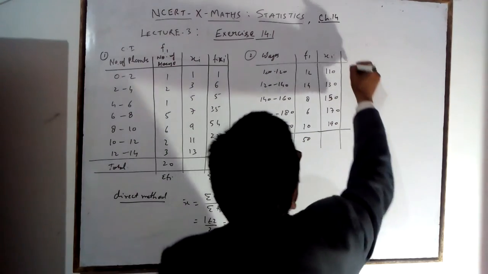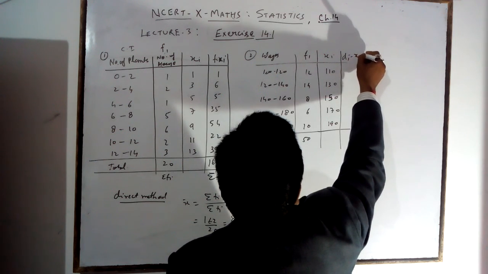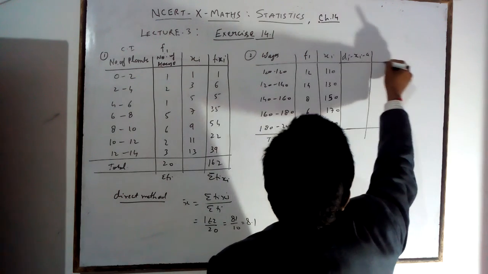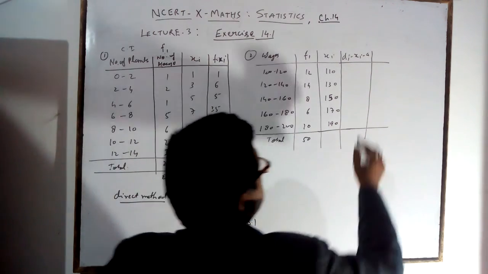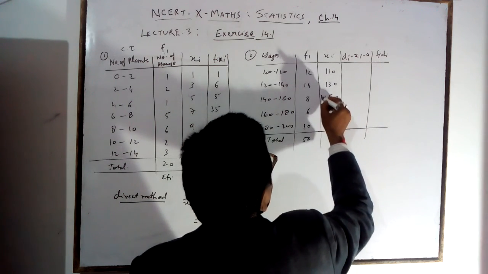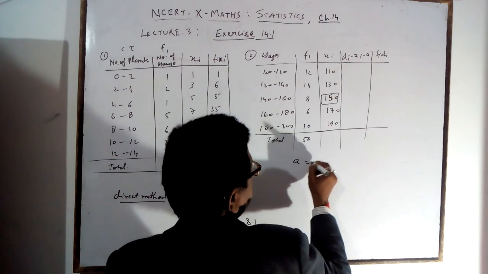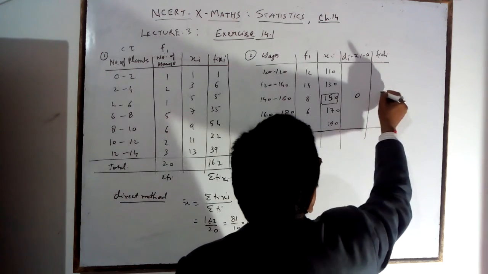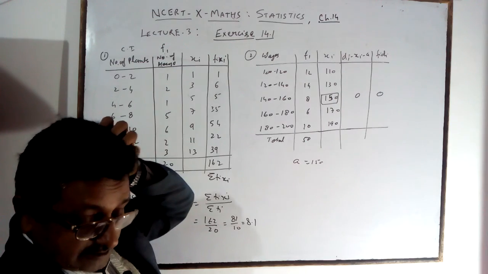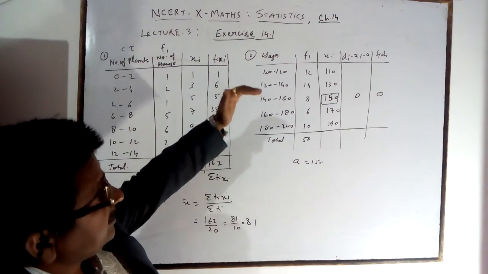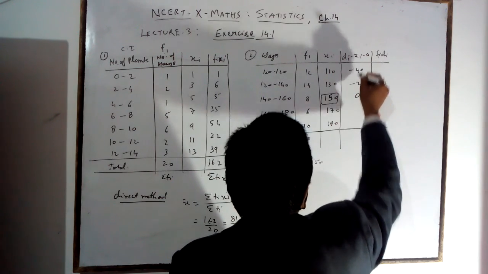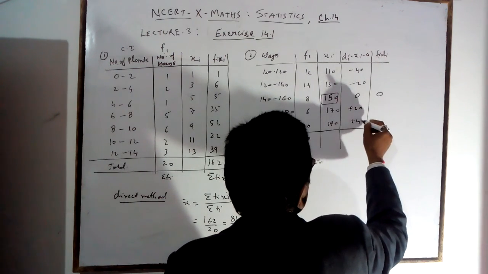To xi you apply the deviation method. What is the deviation method? di is xi minus a, where a is the assumed mean. Step deviation method is another thing. So fi di: how will you do it? I am taking a as 150. In front of it the value will be 0, because there is a difference of 20 in each class size. So you will get minus 20 and minus 40, plus 20 and plus 40.